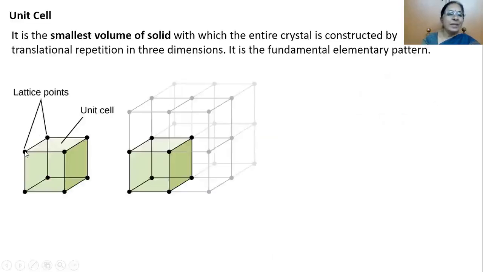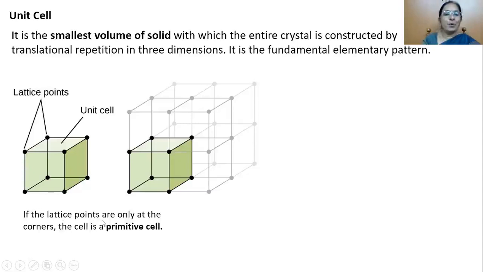Now you can see these points are called lattice points. They have formed a cube. This is called the unit cell. Now you can see a bigger cube; the other parts are lightly shaded. Now this unit cell, if we extend it this way, if we extend backward, you can see that if you extend in all three dimensions, you can construct a cubical structure. So the smallest volume of this solid with which the entire crystal can be built is called the unit cell.